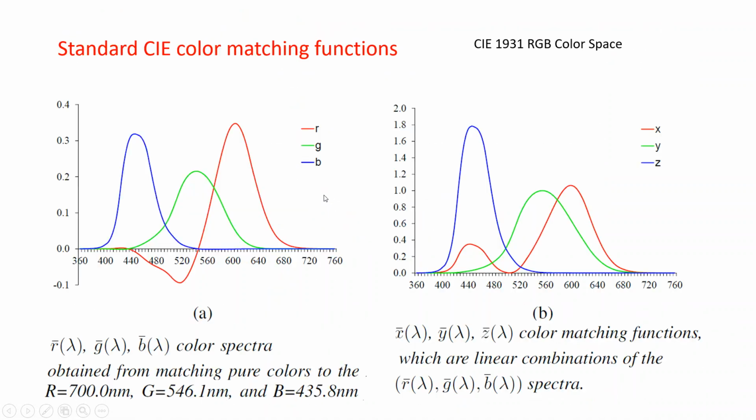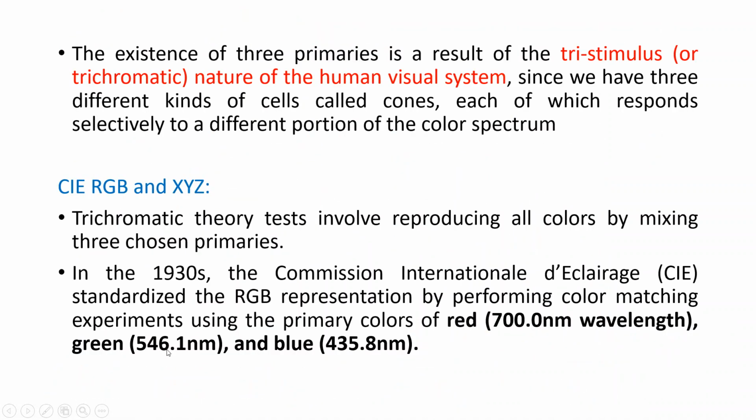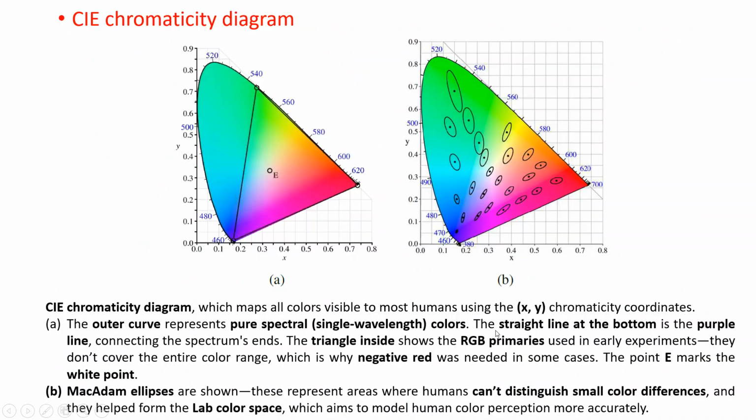So we know the wavelengths, right? Blue is 435, green is 546, red is 700. Based on human visual perception, the chromaticity diagram is represented. Around 460 we see the blue color, around 540 we see the green color, and around 700 we see the red color. On combining red and blue we get purple, on combining blue and green we get cyan, and on combining red and green we get yellow. The combination of all three provides a white color that is represented as E.